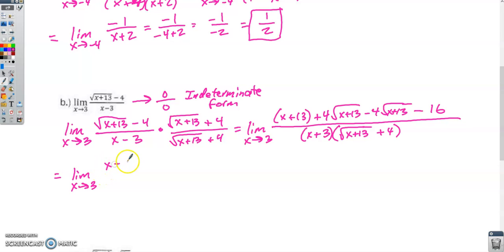Oh, somehow I changed my... little transcription error. Hope some of you caught that and were screaming at your screen. I changed my x plus 3 to an x minus 3.